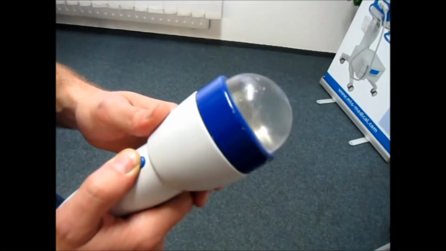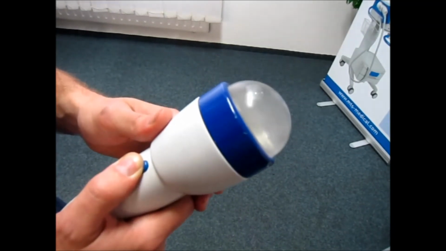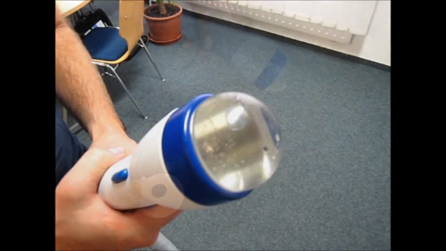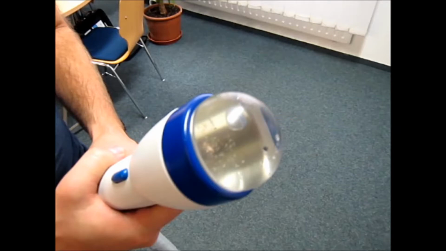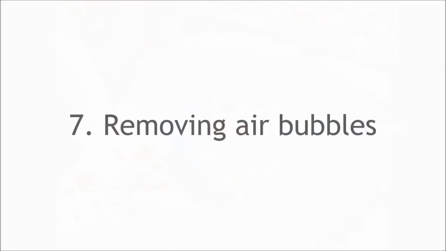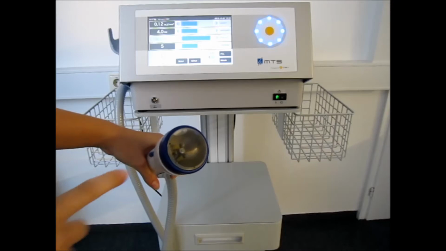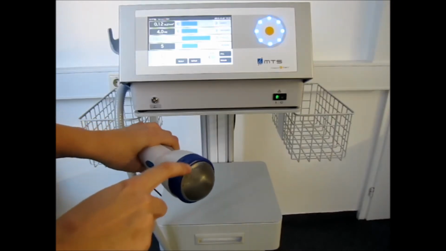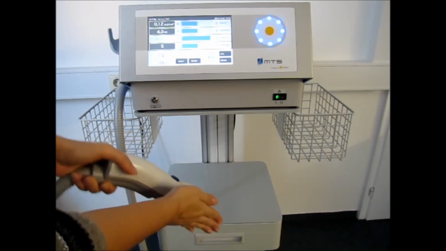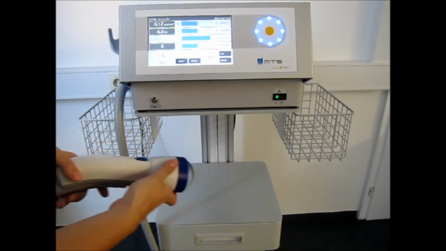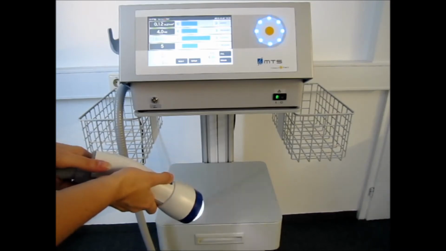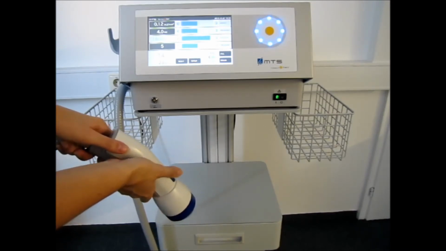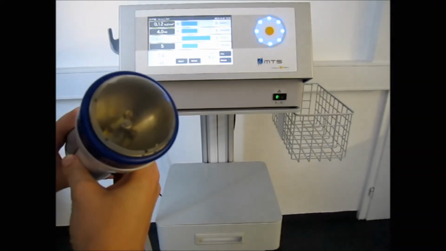6. Functional testing. Release some shocks without skin contact by pushing the button on the applicator or by pressing the foot switch. If there are air bubbles inside the applicator's water membrane, it's absolutely necessary to continue with step number 7. 7. Removing air bubbles. Before treatment starts, make sure there are no air bubbles inside the applicator's water membrane. To remove air bubbles, turn the applicator upside down and either knock it gently against your hand or release some shocks. As soon as all air bubbles have disappeared, the treatment can be started.